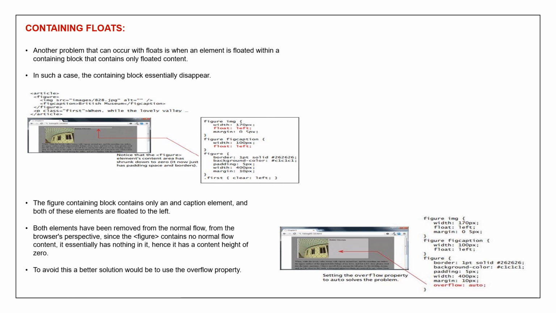The figure containing the block contains only a caption element, and both of these elements are floated to the left. Both elements have been removed from the normal flow, and from the browser's perspective, since the figure contains no normal flow content, it essentially has nothing in it. Hence, it has a content height of 0. To avoid this, a better solution would be to use the overflow property. The figure describes that setting the overflow property to auto solves the problem.